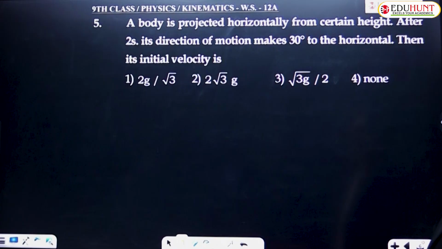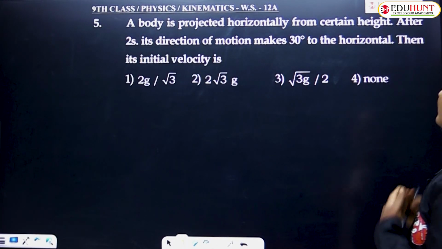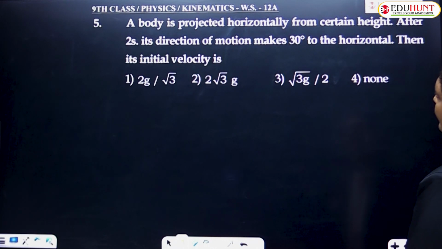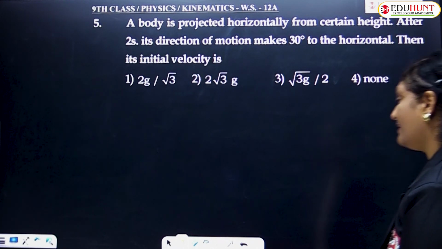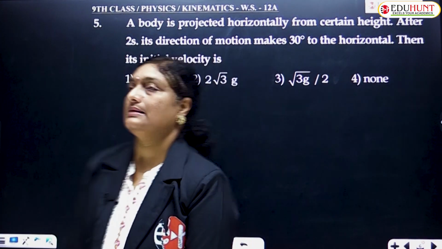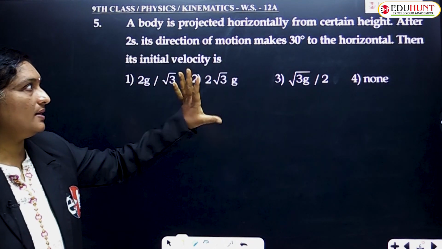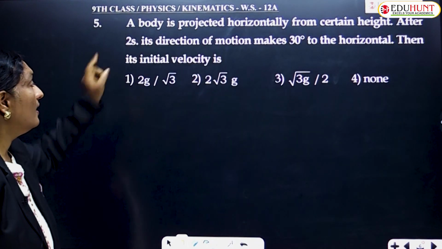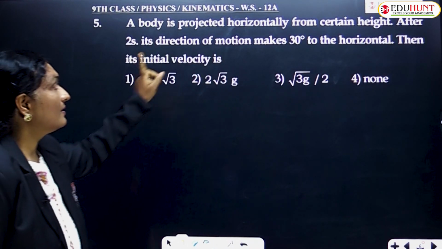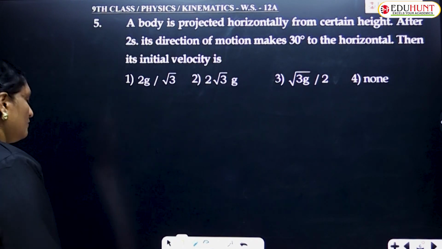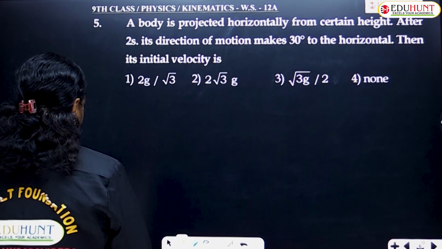Question number 5. A body is projected horizontally from a certain height. After 2 seconds, its direction of motion makes 30 degrees to the horizontal. Then its initial velocity is. So, what is the given data, children? Again, the body is projected horizontally and a certain height is given. Time was given as 2 seconds. Direction angle was also given as 30 degrees. Simply you are asked to find out the initial velocity.